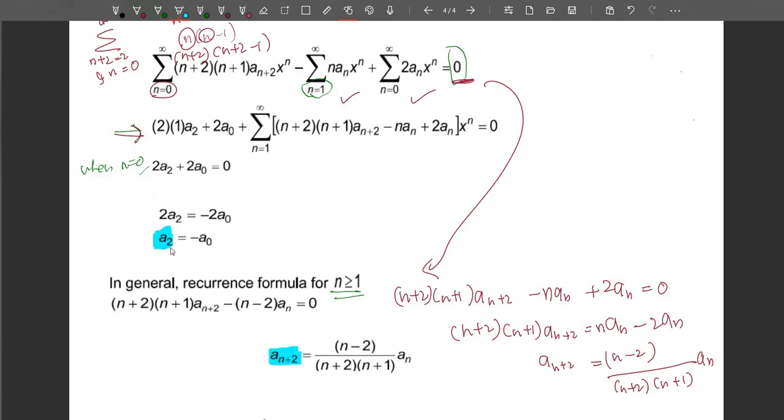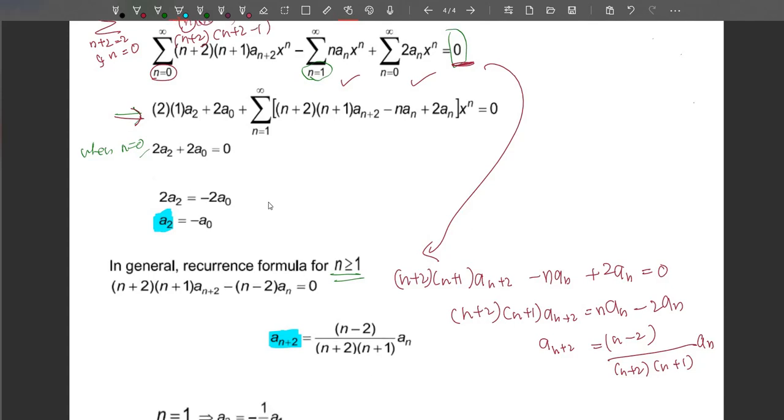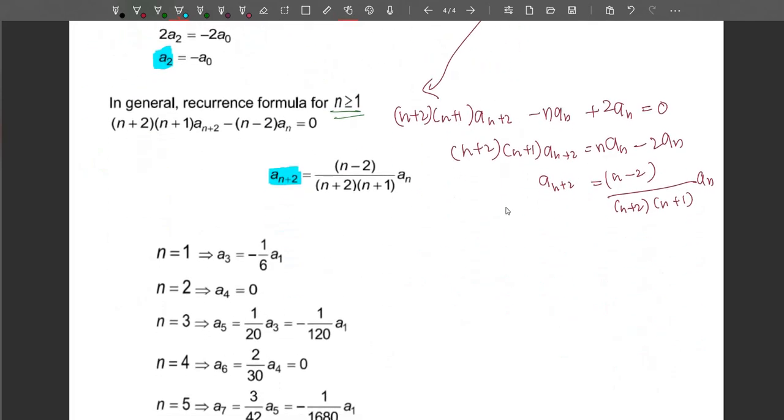Same as earlier, when n equals 0, we need to find a2 equal to what? Because a2 is the highest coefficient. It's the biggest coefficient there. Okay. And this is the recurrence formula. See, it is the same. Both are the same.